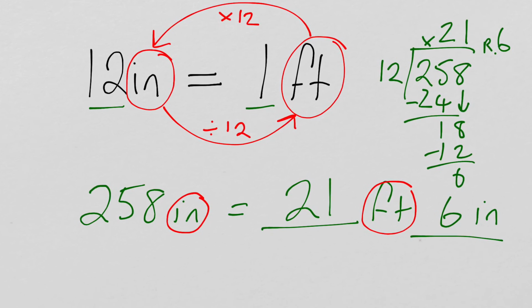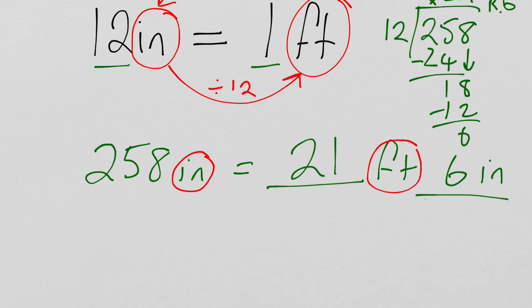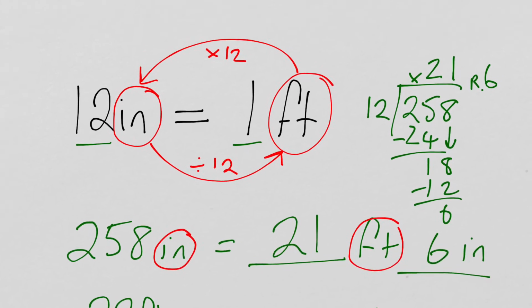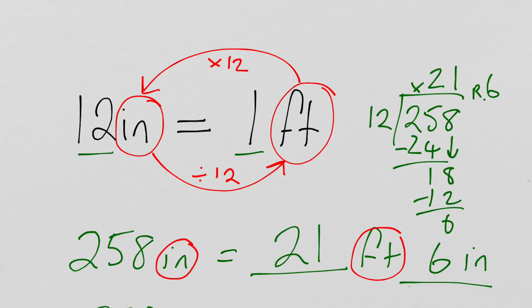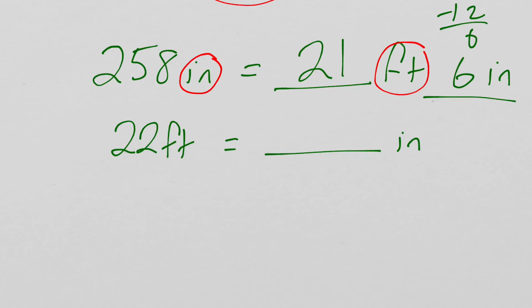If I was going in the other direction, and I had something like, say, 22 feet, and I want to convert that into, how many inches is that? Well, how do I go from feet to inches? Well, from feet to inches, I have to multiply by 12. So I'd have to take my 22 feet and multiply it by 12. 22 times 12, whatever that is, would be the number of inches. Okay, I guess we'll just go ahead and do that real quick. I need to draw. 22 times 12.